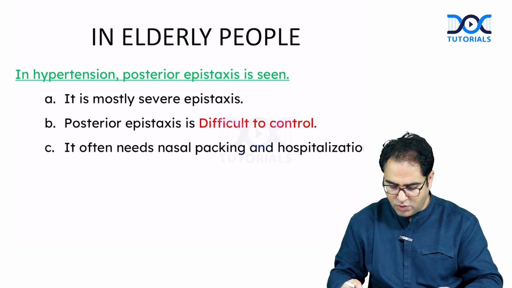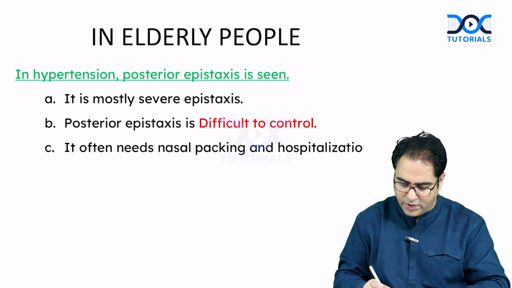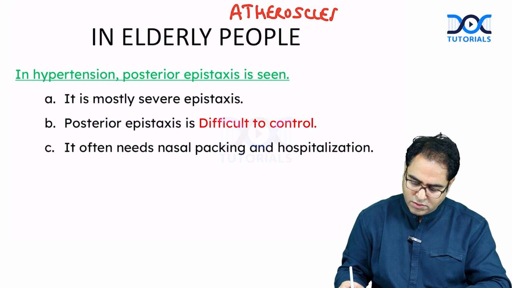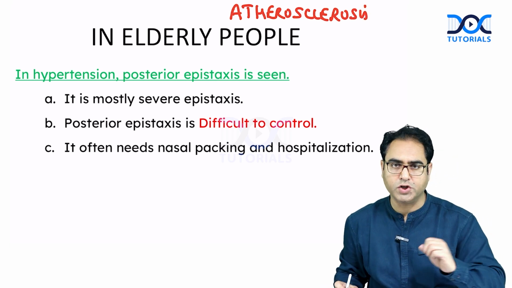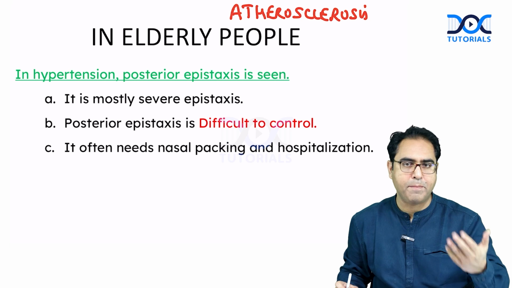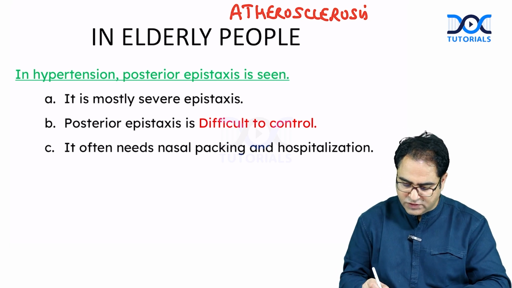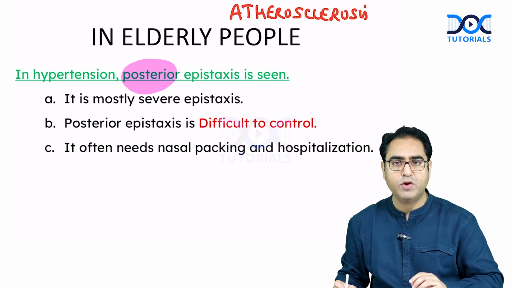Now, let us talk about elderly people. In elderly people, it can be because of atherosclerosis of the blood vessels, atherosclerosis of the blood vessels of the nasal circulation. That is one cause. Number 2, hypertension also. My dear friends, hypertension causes posterior epistaxis. Now, what do you mean by posterior?